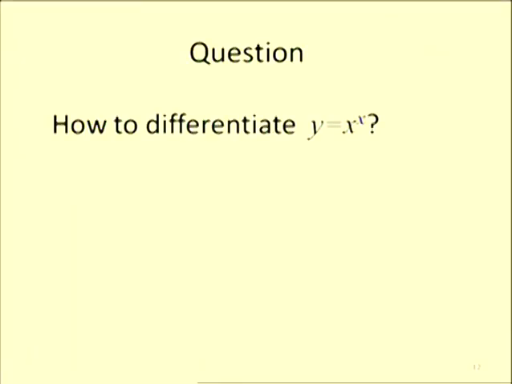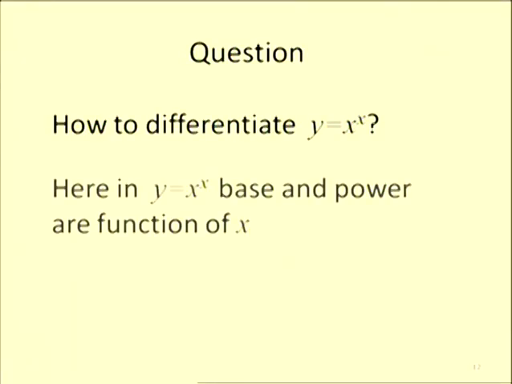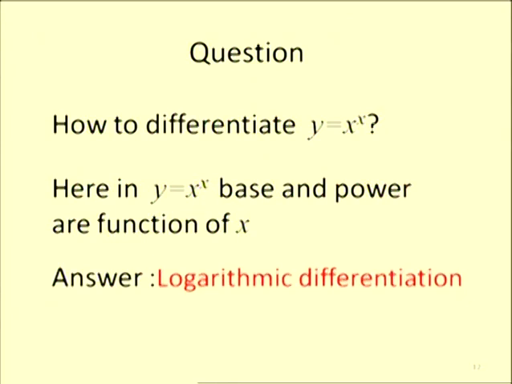It is namely known as logarithmic differentiation. Here x raised to x has base and power both as functions of x. So the answer is we can get the derivative using logarithmic differentiation. Let us see what is logarithmic differentiation.